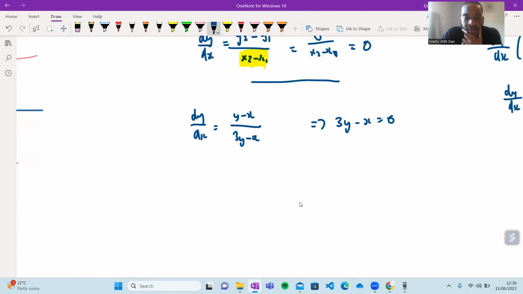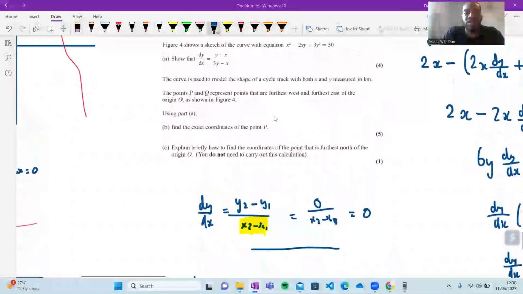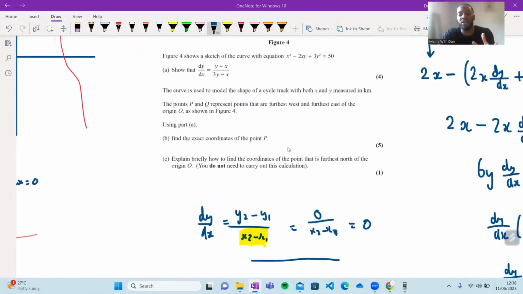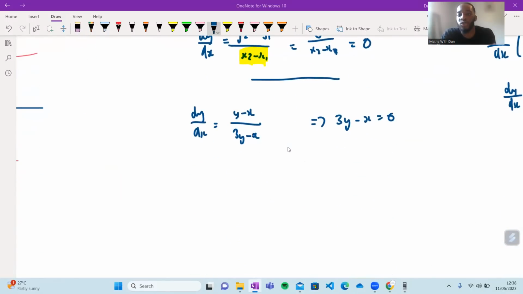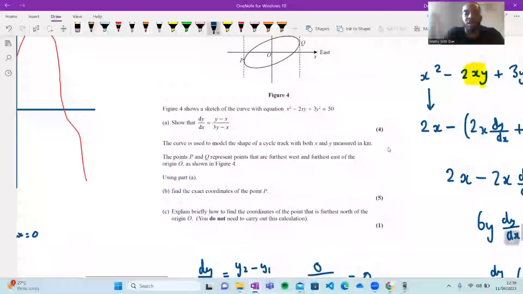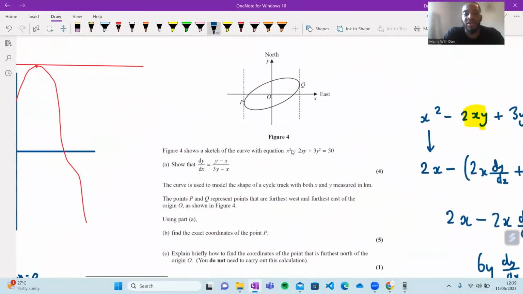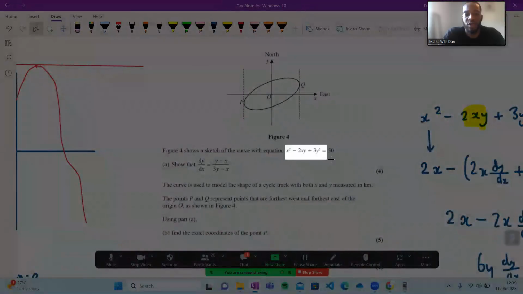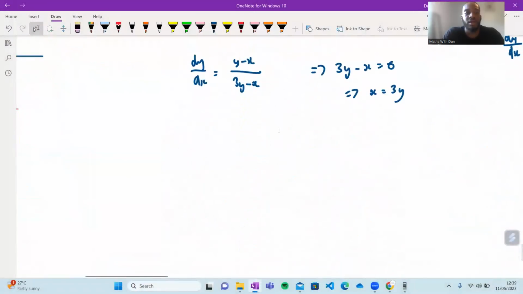Yeah, good stuff. So now, continuing, it's asking us to find the exact coordinates of point P. Whenever you do this type of question, you've got this equation here. You're just solving a quadratic simultaneous equation. I can say x is just equal to 3y. And because I'm finding the points of P, I would just plug it back into here. That's all you're doing with this one. You're just plugging it back into the original equation and then solving, yeah? So let's do this quickly.